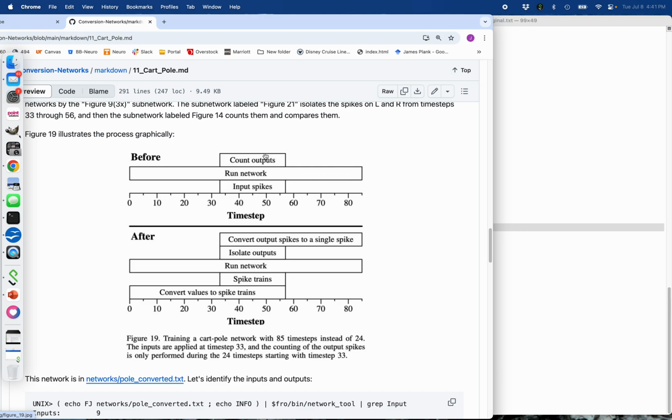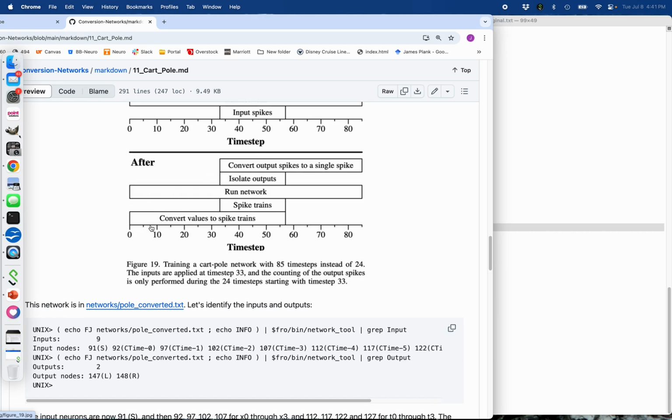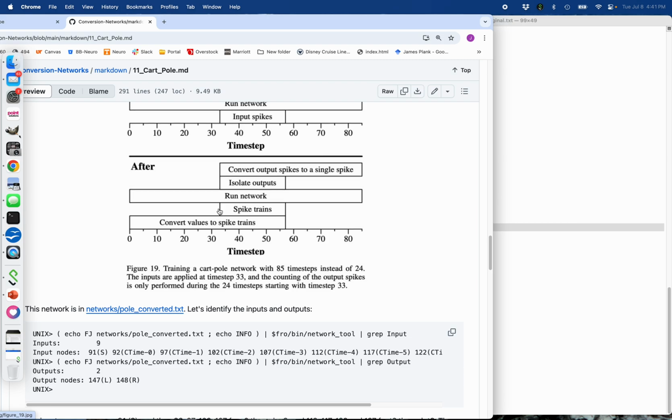Now, the reason why we do that is because that way we can add the conversion networks to it and not corrupt the way the network runs. Specifically, we're going to add conversion networks to convert values to spike trains. Those spike trains are actually going to start arriving here after the first however many, I guess it was an additional 28. So after 33 time steps, it's going to start emitting the spike trains over those 24 time steps. The network runs as it did before, and then we're going to isolate the outputs between these time steps, and then send those to that conversion network from figure 14 that does the counting and converting of spikes to a single spike.